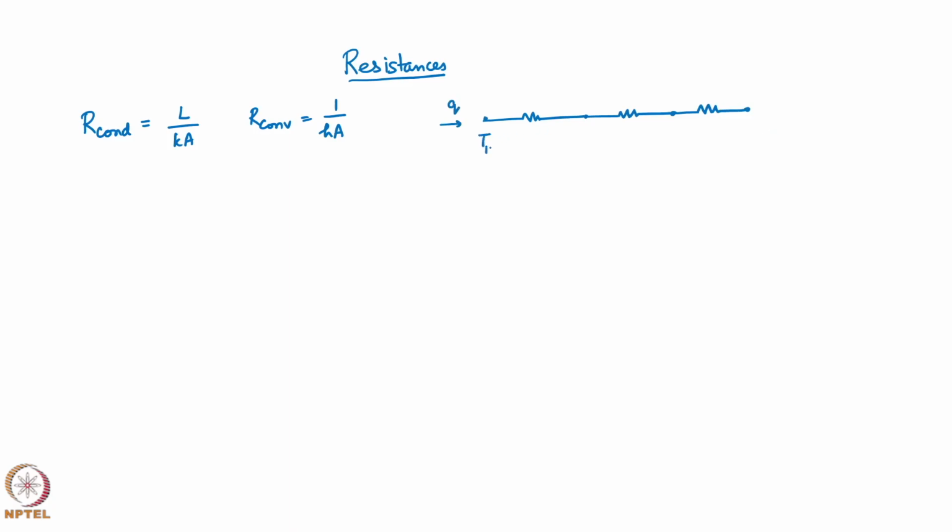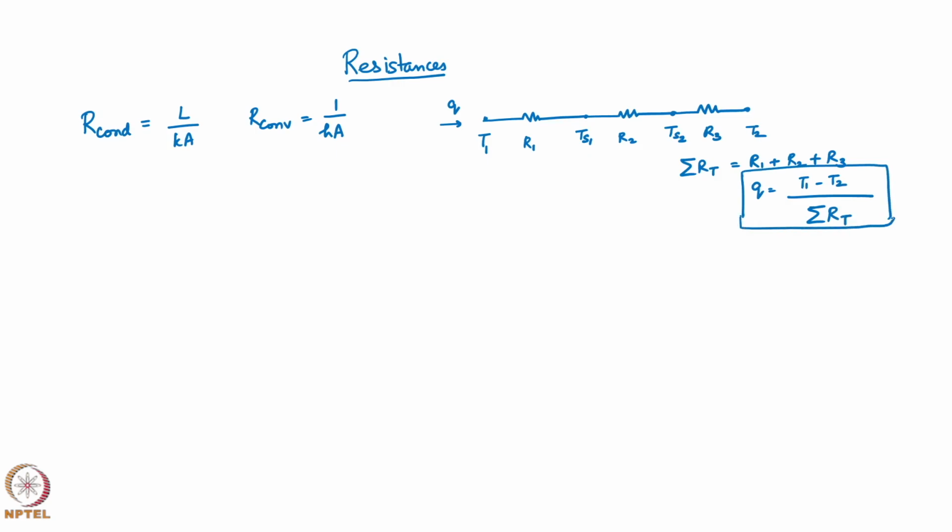So, this is between say T1 and T2, these are two intermediate temperatures Ts1 and Ts2. This could be R1, R2 and R3. We will say R total or sigma R is nothing but R1 plus R2 plus R3, and therefore, Q is equal to T1 minus T2 divided by summation of R total. This was the general equation that we had.